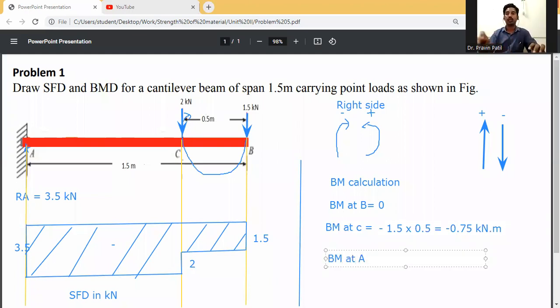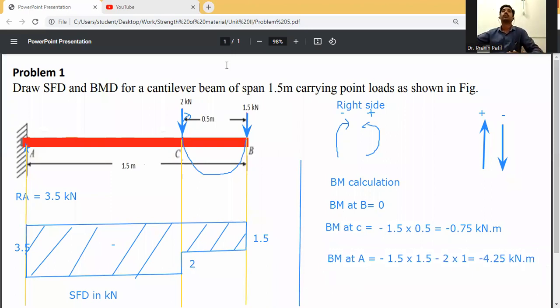Then next, BM at A. So first it is this minus 1.5. This distance is 1.5. Then next it is minus 2 into 1. Both the forces about the point are rotating in clockwise direction. In the right side, it is clockwise, so it will be negative. So we get minus 4.25 kilonewton meter.